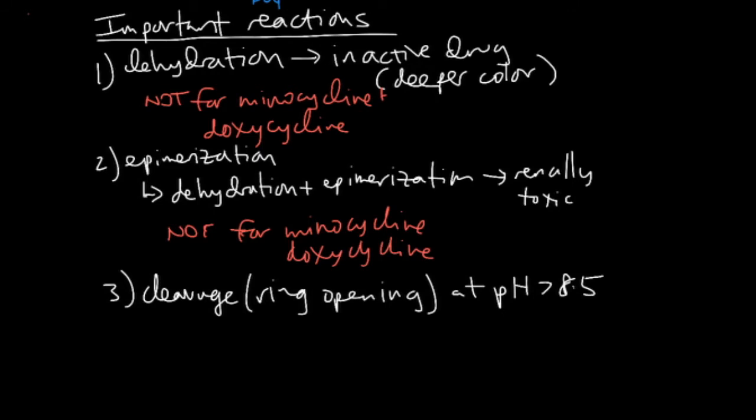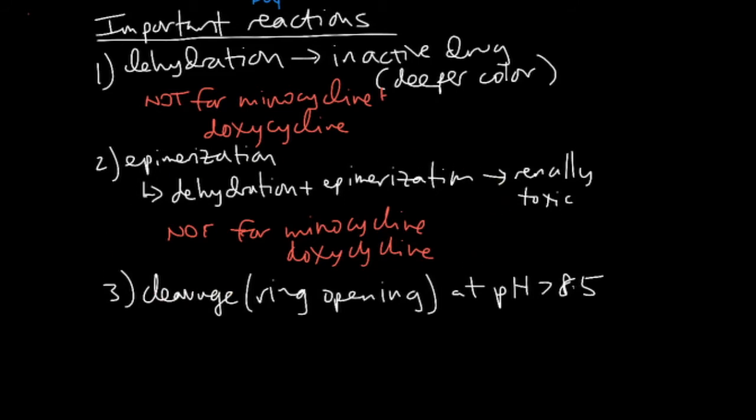A second reaction that can happen is epimerization. You know what epimerization is. It's when the stereocenter changes, so from wedge to dash or dash to wedge. Cool thing that happens, so when you dehydrate a tetracycline and when you epimerize it, you get a renally toxic compound. Again, this does not happen for minocycline and doxycycline.